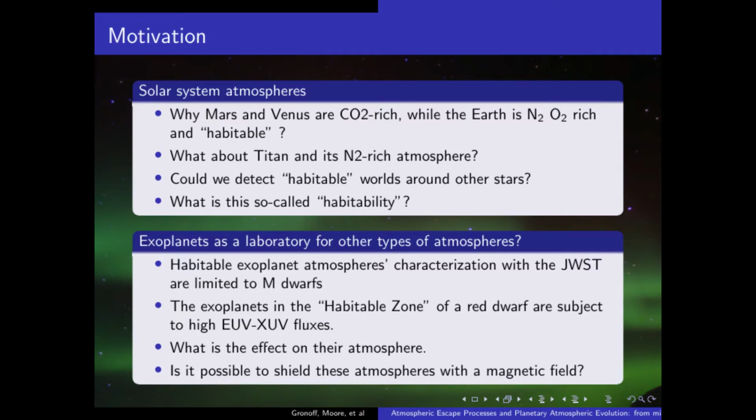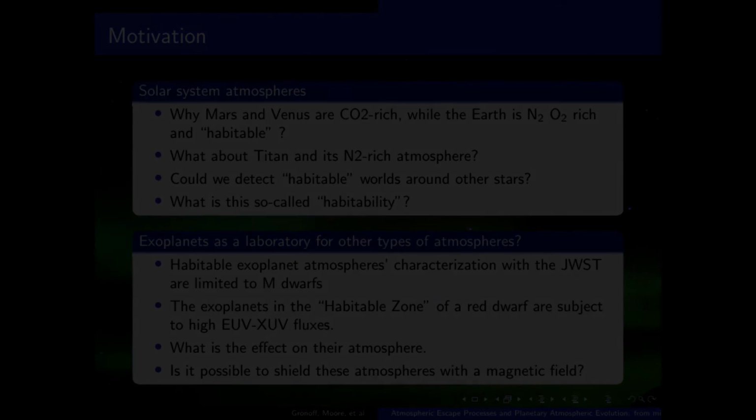However, all the exoplanets that are in the habitable zone of M dwarfs are subject to really high XUV fluxes, so extreme UV fluxes. And there is a lot of concern about what these fluxes can do to the atmosphere. And people have been wondering if it could be fine if the atmosphere is shielded with a magnetic field. However, there are a lot of questions there, and we are going to try to understand them more and solve them.